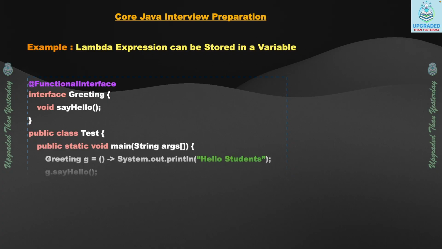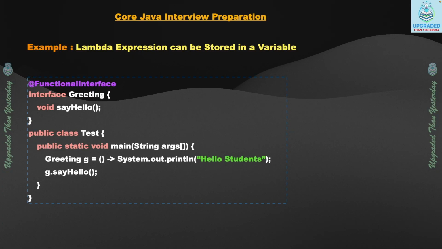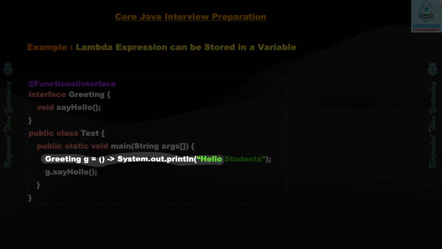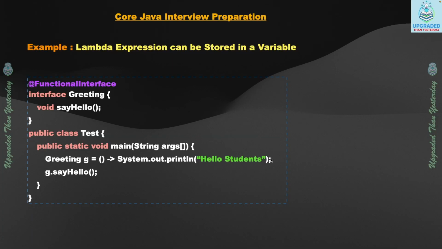Let's look at some practical examples. First, a lambda can be stored in a variable. Suppose we have Greeting interface which has a sayHello method. We can assign the logic directly to a variable g of type Greeting. This line of code. When we call g.sayHello, it executes the lambda logic. This shows that in Java, a lambda expression can be stored like an object.